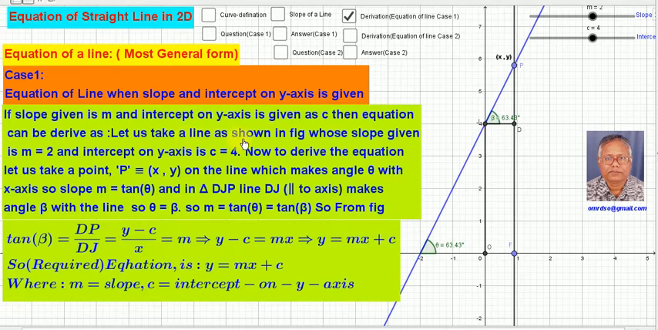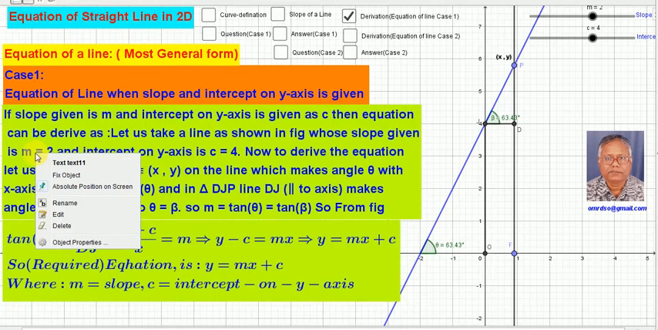Let us take the line as shown in the figure whose slope is given by m = 2. In fact, 2 is the case when the angle is something else. Let us modify it. I am just making it the correct value. I am making it correct. ठीक है ना?